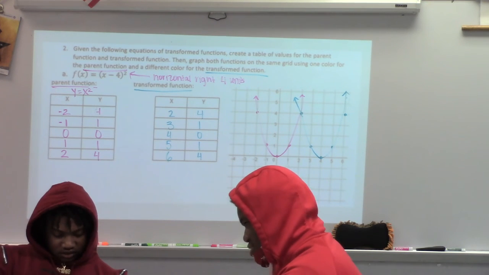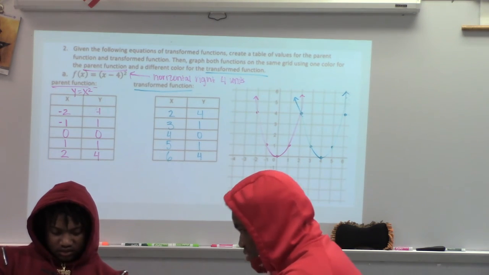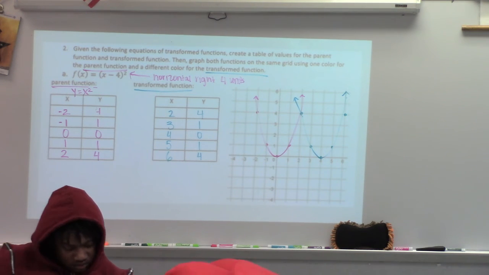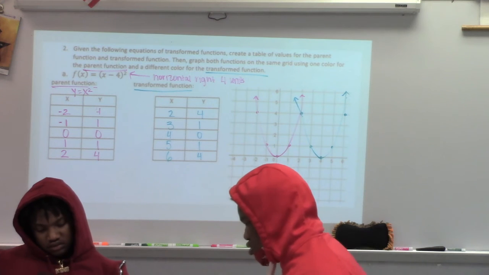Okay, so then what are your output values gonna be? Will the absolute value change? Feel free to get help. What's the absolute value of negative two?